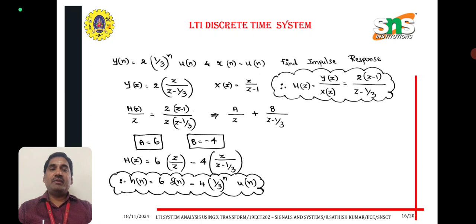Next one, linear time invariant discrete time systems. Y of n is equal to 2 into (1 by 3) power n into u of n and x of n is equal to u of n. You can find the impulse response. While taking the z transform, y of z is equal to 2 into z divided by z minus 1 by 3. X of z is equal to z by z minus 1. Therefore, y of z divided by x of z is 2 into z minus 1 divided by z into z minus 1 by 3, which is a by z plus b by z minus 1 by 3. While substituting the values, we can get a is equal to 6, b is equal to minus 4. Therefore, multiplying with z and taking the inverse z transform based on ROC, we can get h of n is equal to 6 into delta of n minus 4 into (1 by 3) power n into u of n.